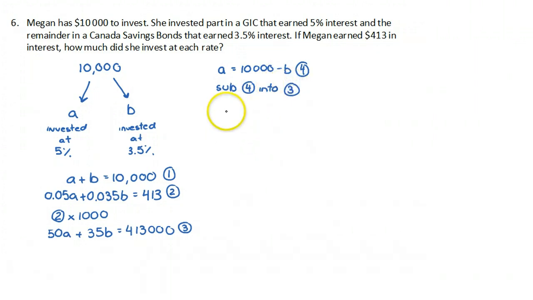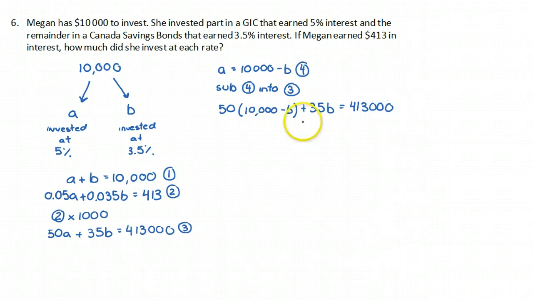If I sub 4 into 3, I'm going to get 50 times (10,000 minus B) plus 35B equals 413,000. So now we're going to distribute this 50 across the brackets. We get 500,000 minus 50B plus 35B equals 413,000.